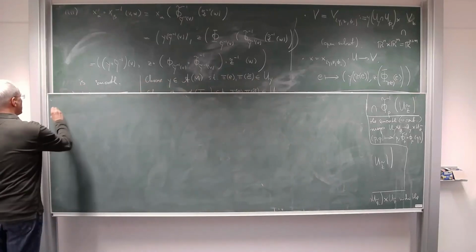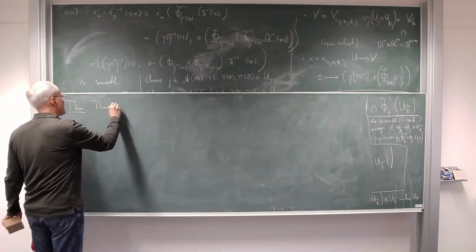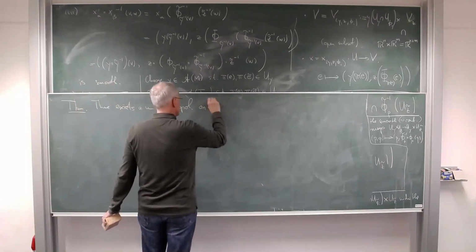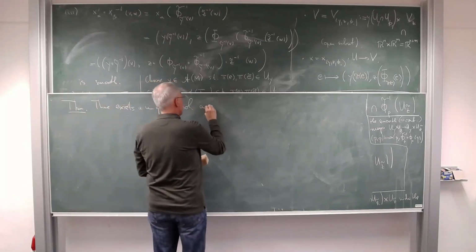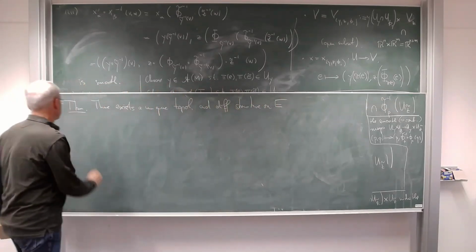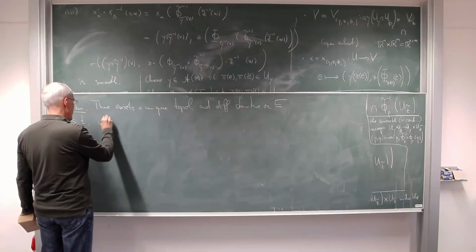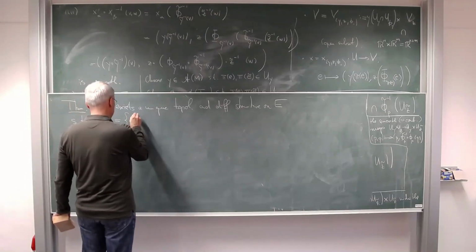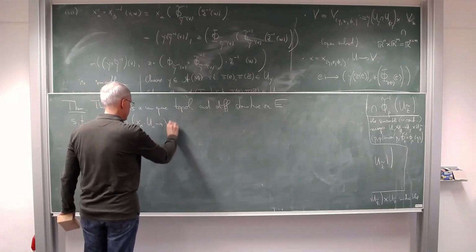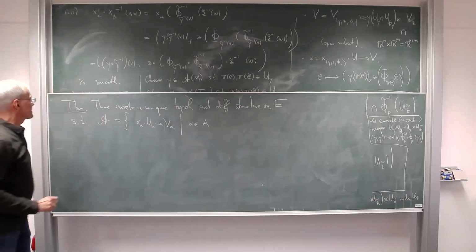Okay, so we have shown the following theorem. There exists a unique topology on the total space E and differentiable structure such that the set of charts, given as the following triples x_alpha from u_alpha to v_alpha, where alpha runs through A, and the same thing for A1.